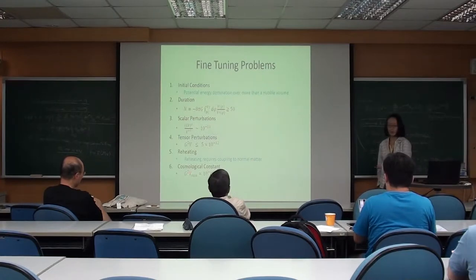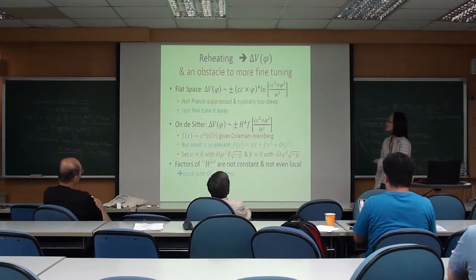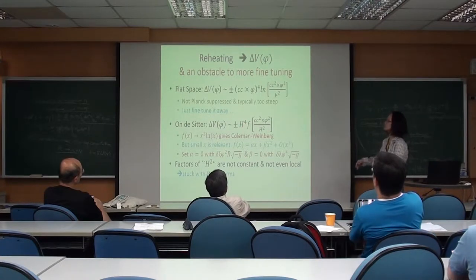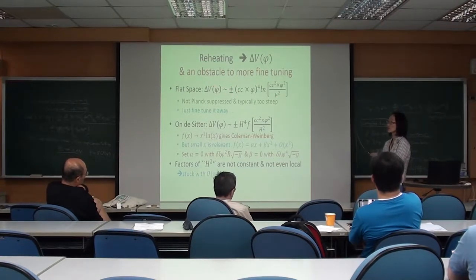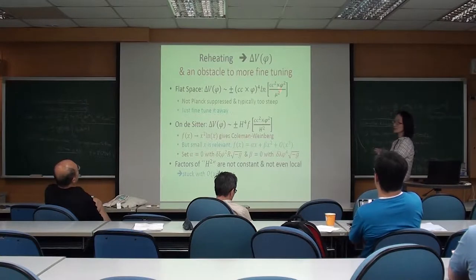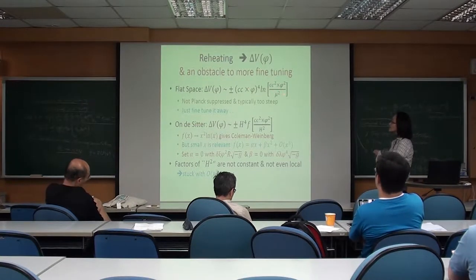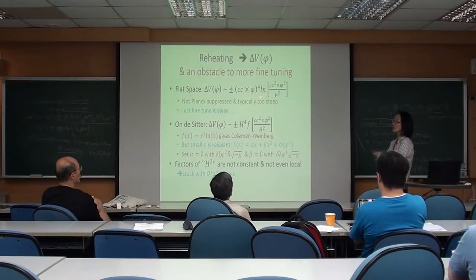And the common attitude to this is that we just fine tune away whatever quantum correction gives back to this classical potential. So let's look at what kind of potential we have. For example, if you have a flat space potential, it takes the Coleman-Weinberg form, where positive means the correction from bosons and negative means the correction from fermions. This is a coupling constant times the inflaton to the fourth power times the logarithm of a dimensionless parameter squared. And typically this kind of potential is very steep. Also the coupling constant is not small, it's not like 10 to the minus 10 like a gravitational coupling, so you cannot ignore it. And typically it will make this potential very, very steep.